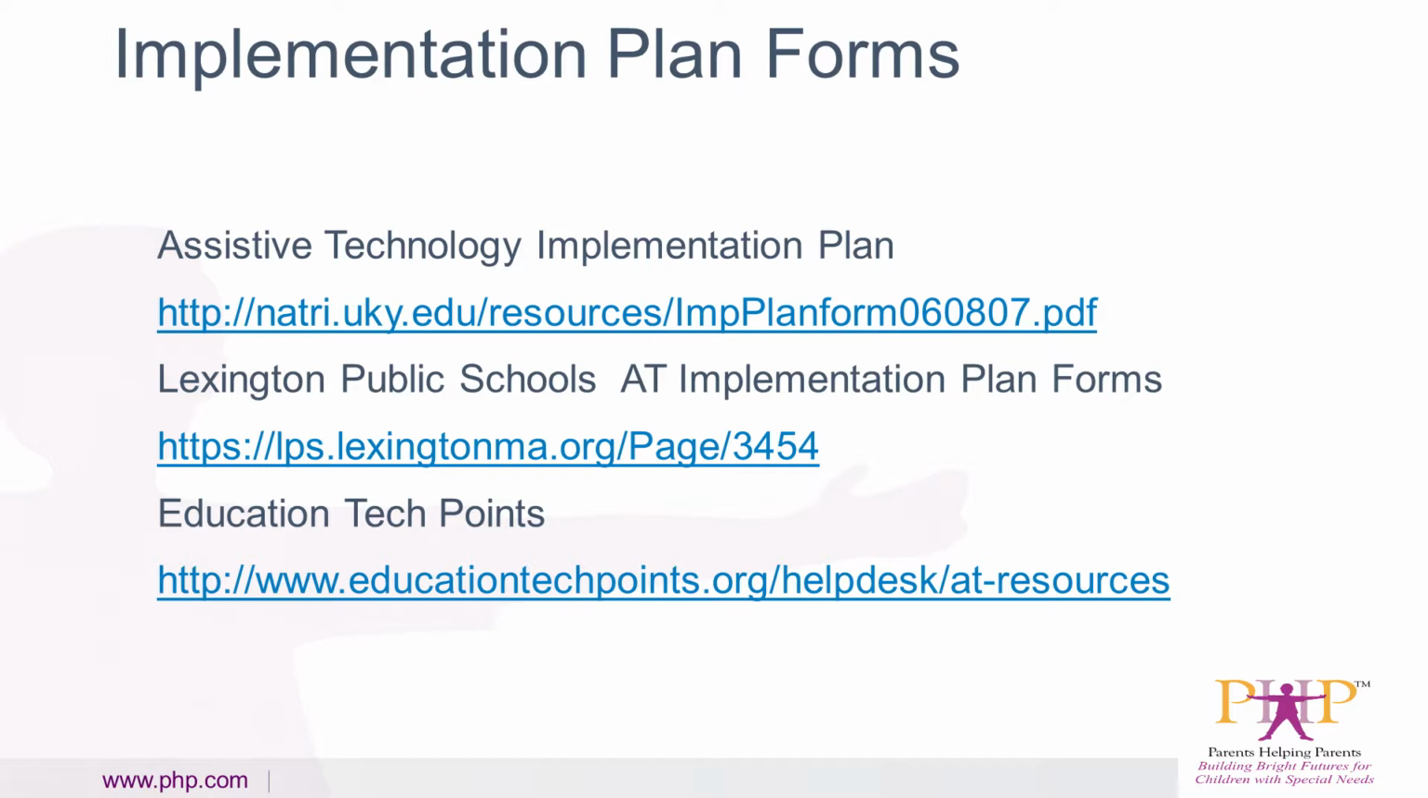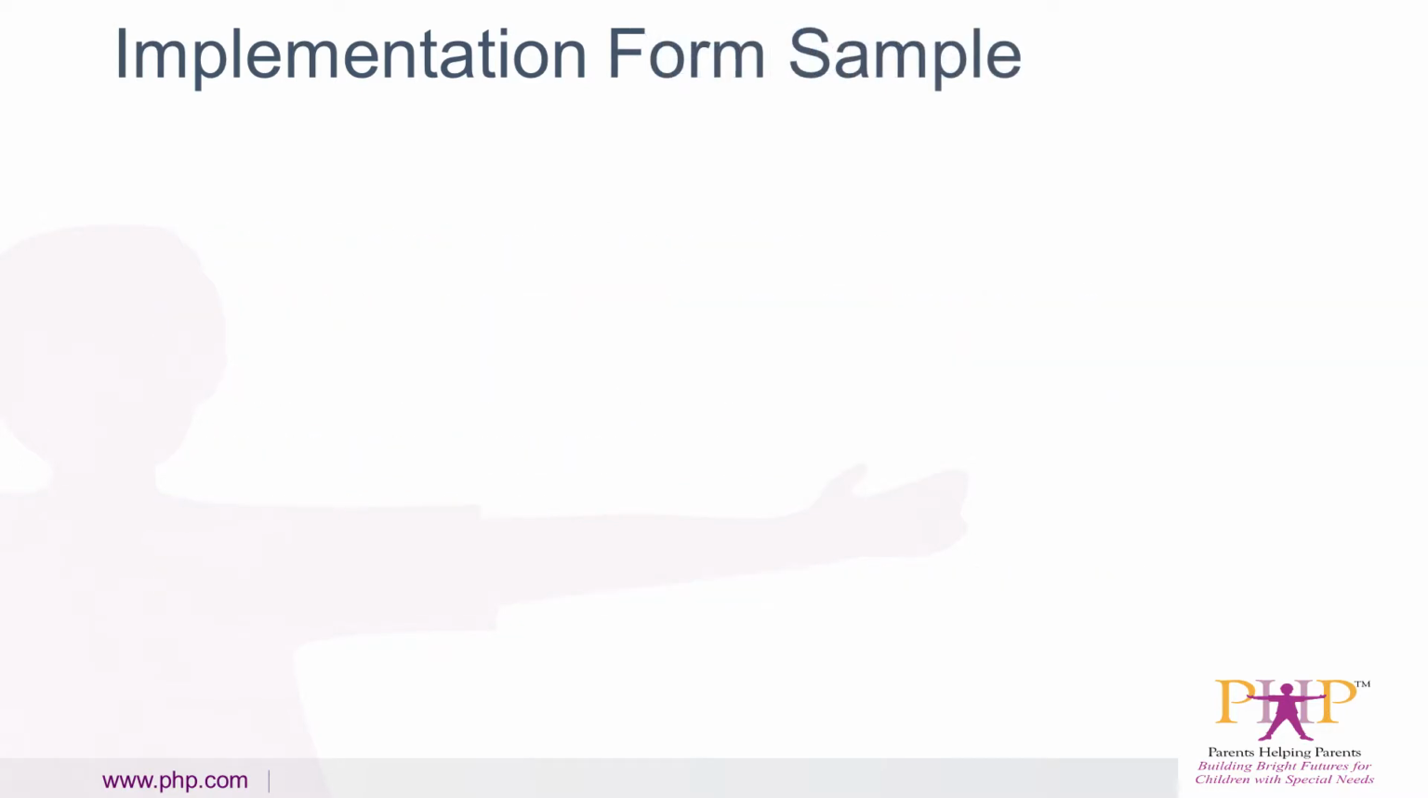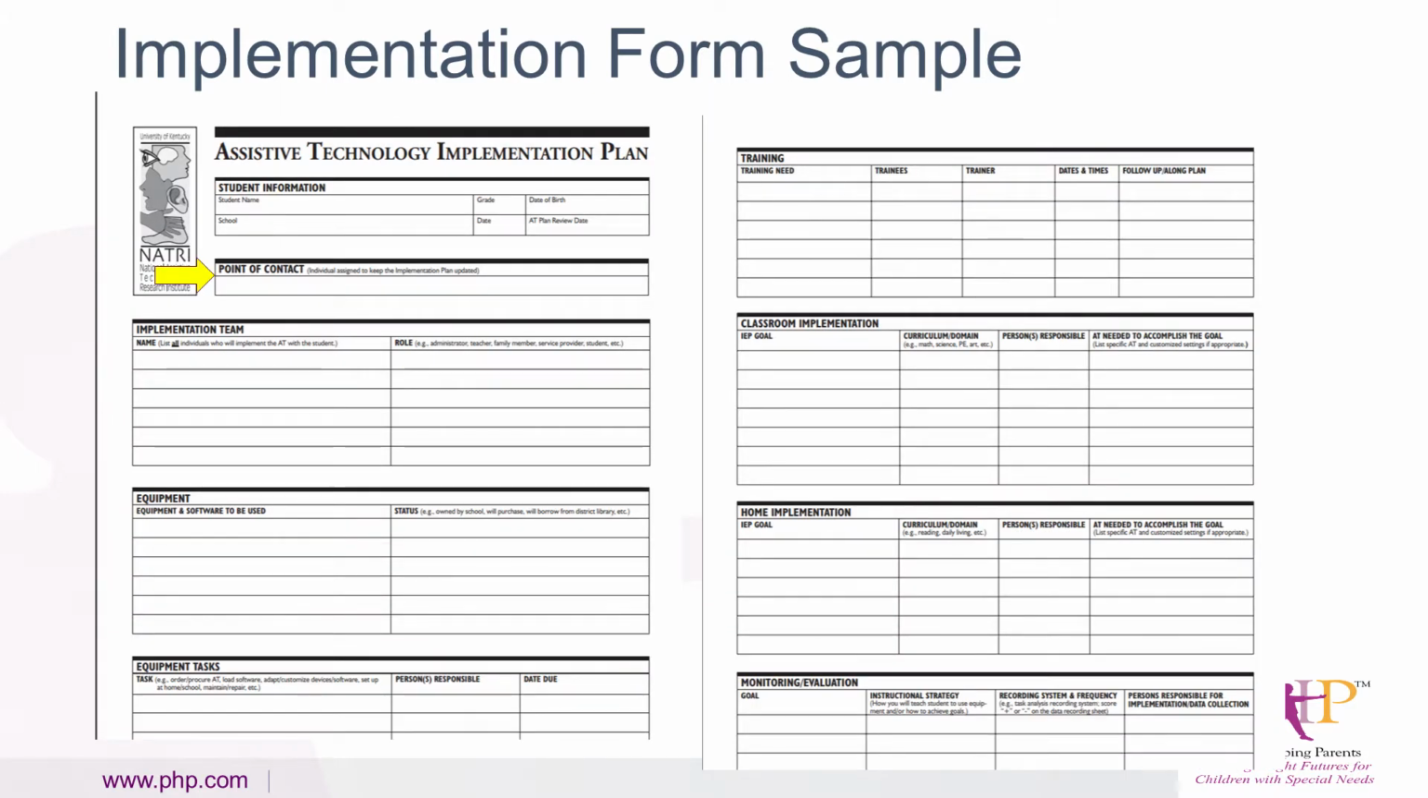This form serves to remind the team of equipment tasks, such as installing software or customizing a communication device, as well as who's responsible for that task. It can also remind the team of training needs, who will be trained, when, and by whom. These forms also remind the team about ongoing monitoring and evaluation of the device. Is it working like we expected? Is the student successful? Good implementation of AT requires that the team think about their roles and responsibilities. For example, on this form from NATRI, who the contact person will be for coordinating efforts is noted here.